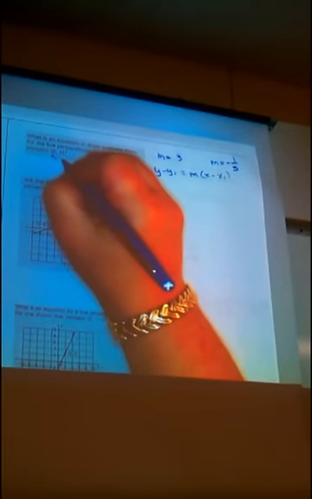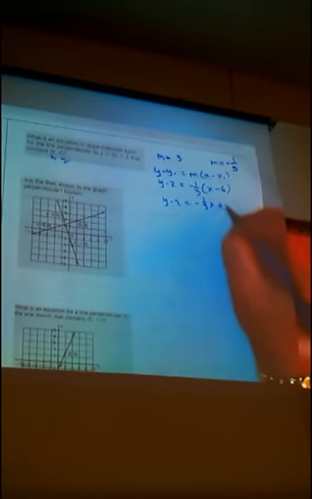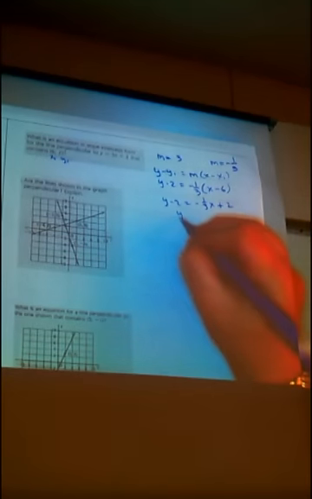Negative 1/3. Now all I need to do is use again that point-slope formula: y minus y1 equals m times x minus x1. And if you look at your points, you have your x1 and your y1. So we have y minus 2 is equal to the new slope, negative 1/3, times x minus 6. We simplify, we get y minus 2 equals negative 1/3 x plus 2, and we get y equals negative 1/3 x plus 4.